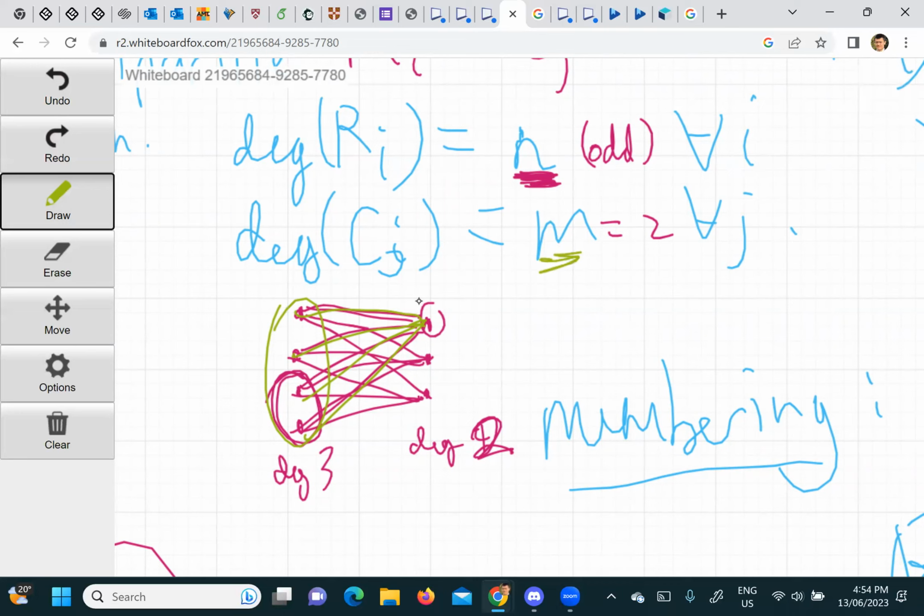Does that make sense? So n is allowed to be odd, but m has to be 2 then. And so the solution is either m and n are both even, or one of them is odd and the other one's 2. Does that make sense?